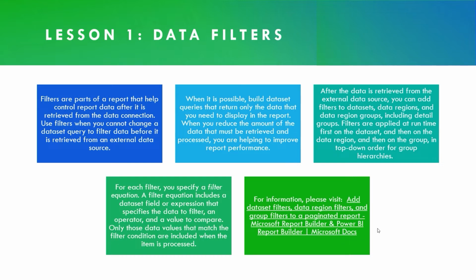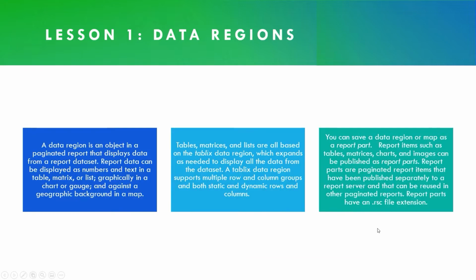Now, the next thing we're going to talk about are data regions. I refer to them as zones, but they're officially called data regions. It's an object in a paginated report that displays data from a report dataset. Data can be displayed as numbers and text in a table, matrix, or list, and we've seen the table already, graphically in a chart or gauge, and against a geographic background in a map.